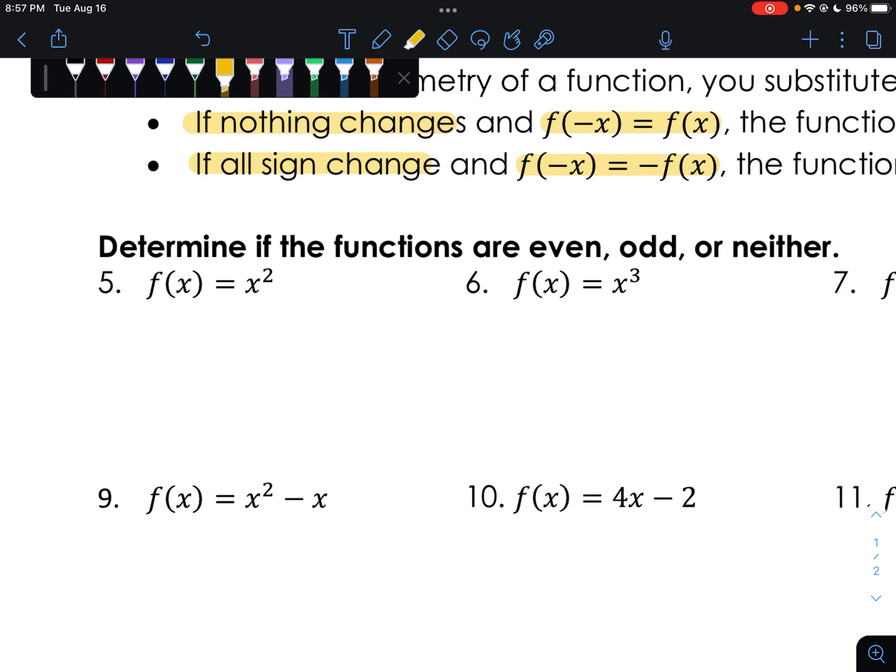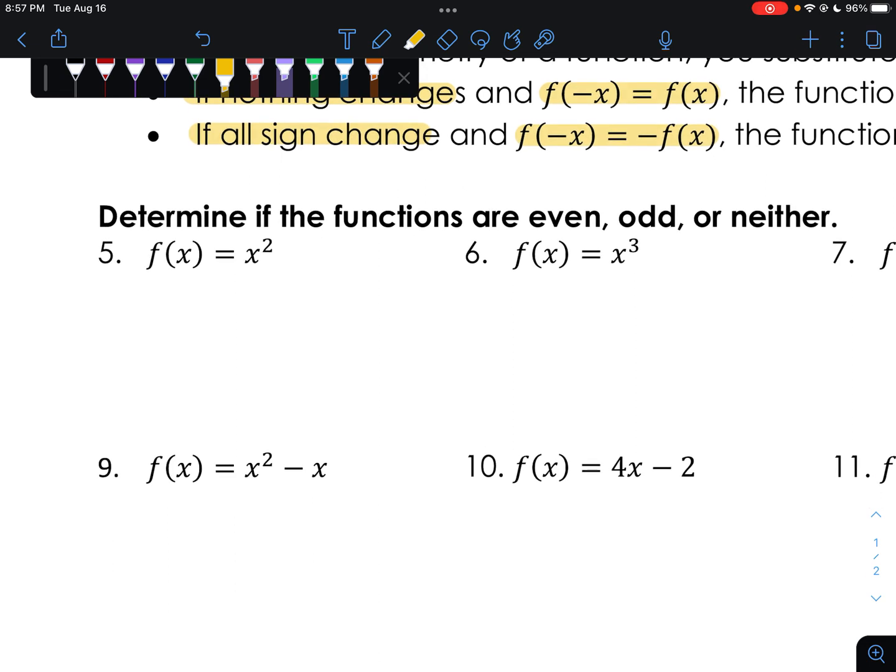So I have some examples that we're going to try. And it says just determine if the functions are even, odd, or neither. So at any part of this, you can go ahead and pause the video, give it a try, see what you think, and then watch the video to check your answers.